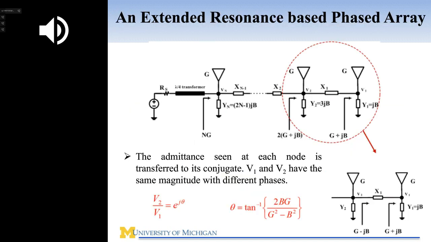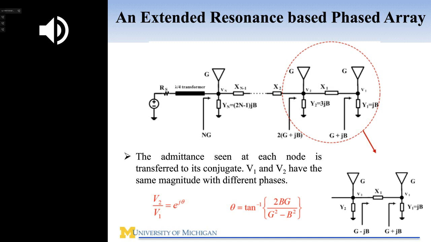And an extended resonance phase array architecture is shown in this figure. So it's based on a serially fed array. At one side on the left, we have the input signal, which travels down the feed line and is injected into each antenna.